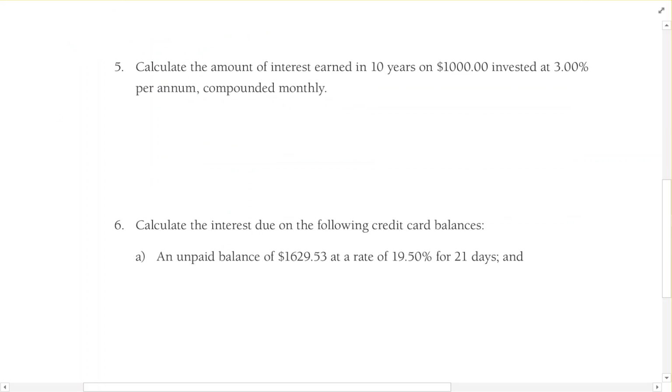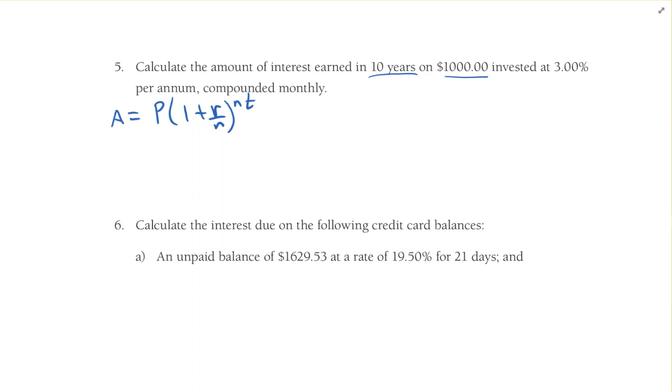So number 5, calculate the amount of interest earned in 10 years on $1,000 invested at 3% compounded monthly. Again, we're going to start off with our formula. A is equal to P (1 plus R over N) to the NT. Something to remember here, compounded monthly. What is your N value going to be now? What you're asking yourself is how many months are in a year. That's what your N value is going to be.